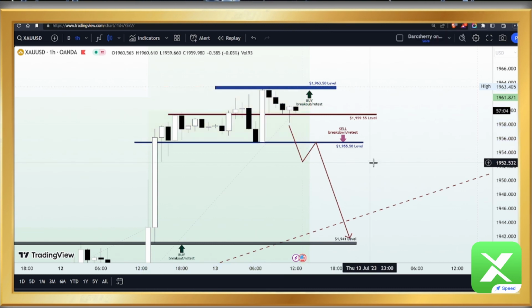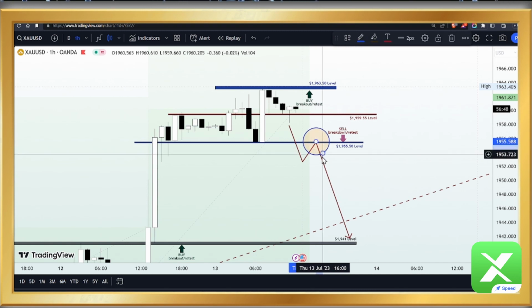Remember what I just said there. We want to see a breakdown of the 1,955. Then only after a breakdown happens, we scale down into our lower time frame. It could be the 5 minutes, 10 minutes, or 15 minutes time frame to look out for retest of structure before joining. We are not selling outrightly because we are on a very strong bullish momentum at this point, hence we need further confirmation that will make us feel comfortable selling the XAUUSD.